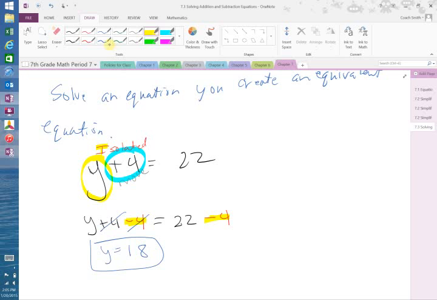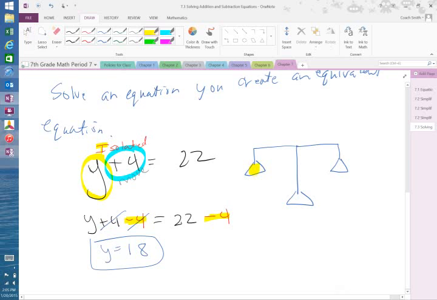Okay? The other thing that we need to remember, I'll get to you in just a second, Brandon. The other thing we need to remember is, an equation is like an old-fashioned scale. If I've got a certain amount of weight on this side, and my equal sign is in the middle, and a certain amount of weight on the other side, if I subtract 4 from this side and don't do it from the other side, the scale drops.